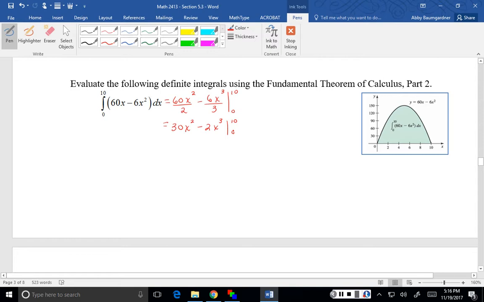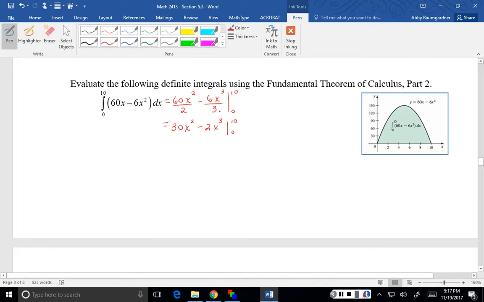You'll notice that I cleaned it up, right? 2 goes into 60 30 times, 3 goes into 6 twice. You'll notice that I did not write plus a constant. We don't need to write the plus constant, and we shouldn't write the plus constant when we have definite integrals, right, when we have the bounds. The reason for that is basically the constant's going to cancel itself out. I can show you that in just a second, but let me finish this up.